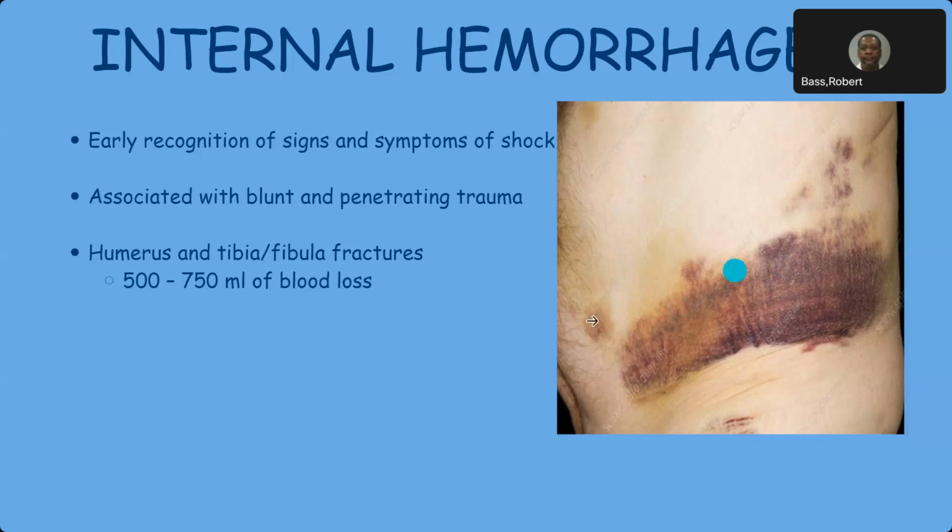One of the things I always say, looking at this bruise here: this looks really, really bad. But if you think deeper, keeping that high index of suspicion, if it looks that bad on the outside, what do you think is going on on the inside? What do you think is going on on the inside?